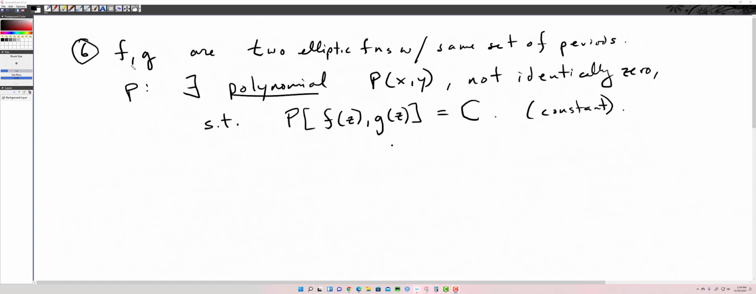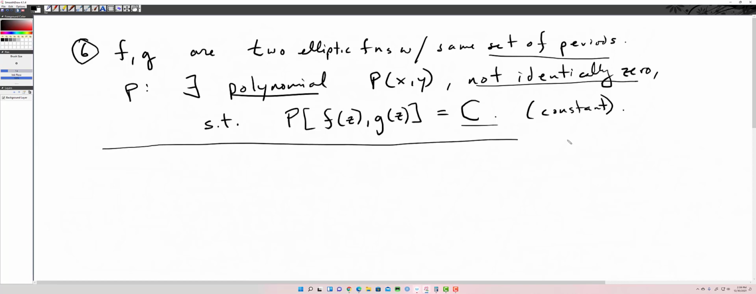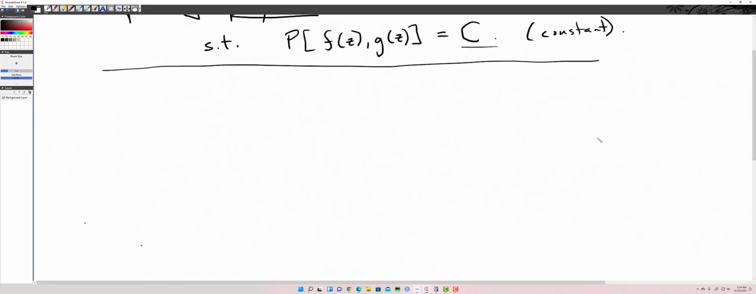Okay, so here's problem 6. F and g are two elliptic functions with the same set of periods. Okay, we're supposed to prove that there exists a polynomial p of x and y, not identically 0, that would be way too easy, such that p of f of z and g of z is some constant. Now this one threw me for a loop a little bit. I had to work on this one for a little bit longer than I care to admit.